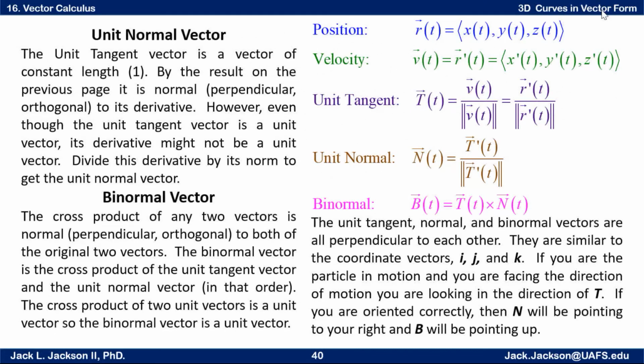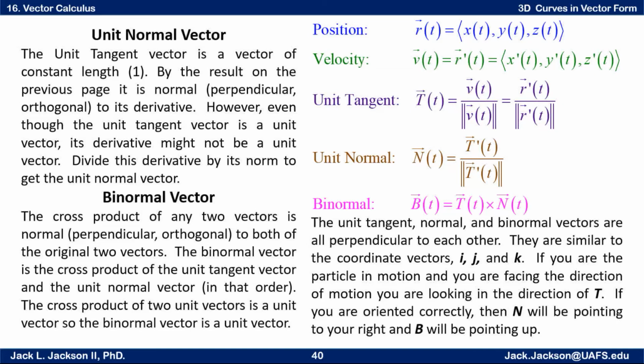So the unit normal vector. Well, the unit tangent vector is a vector of constant length. Remember, it's length 1. So by the result on the previous page, it is normal, that is perpendicular or orthogonal, to its derivative. However, even though the unit tangent vector is a unit vector, its derivative might not be a unit vector. So we divide this derivative by its norm to get the unit normal vector. So that sort of proves that this vector here, this N vector, is what we say it is. It's a unit vector that's normal to the unit tangent vector.